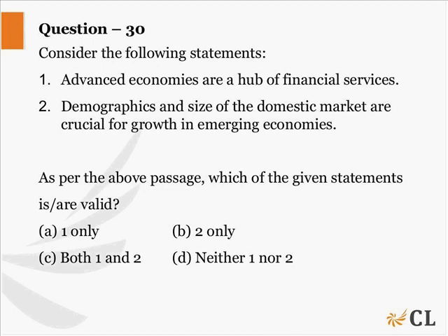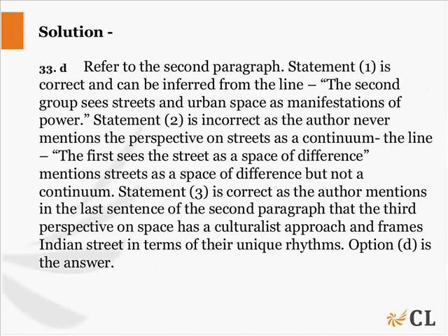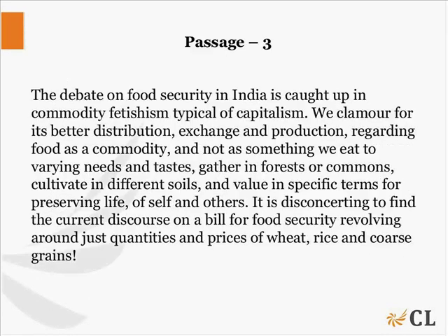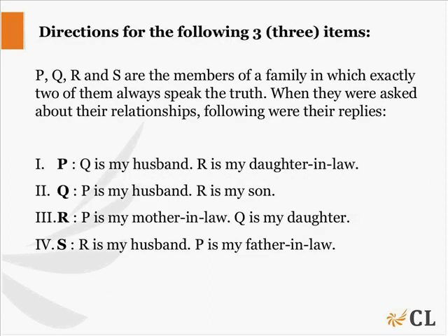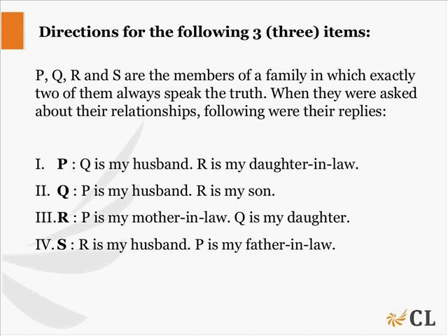Then next quant or AR question will be, yeah, this is again a good question, tricky one. P, Q, R, S are the members of a family in which two of them always speak the truth. When they are asked about the relationship, following are the replies. And we know that exactly two people out of P, Q, R, S always speak the truth, right? Exactly two of them always speak the truth.